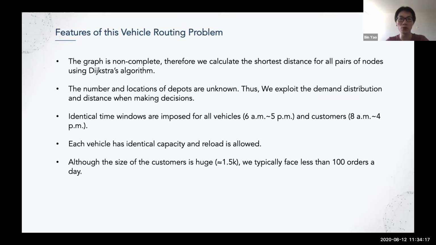Also, when we formulate our routing algorithm, we found the time windows and reload property is very important when formulating our algorithms. And finally, we found that typically the daily demand is less than 100 orders. So we can develop some efficient algorithms to solve it fast.